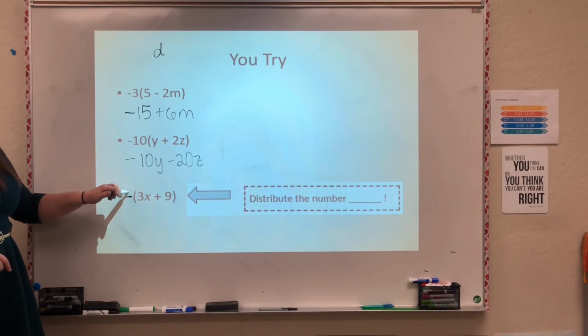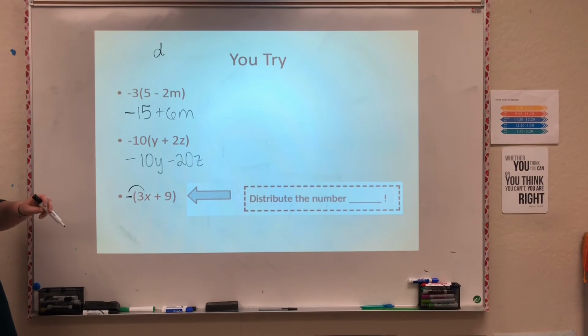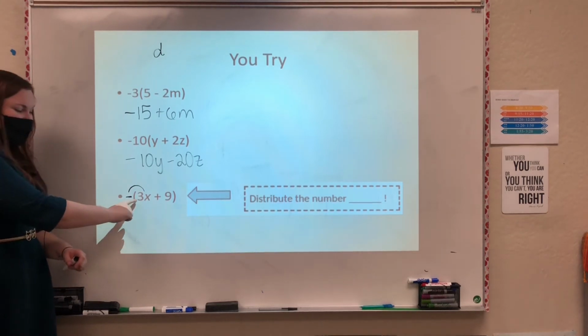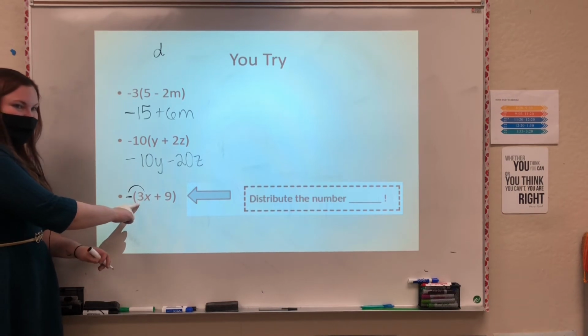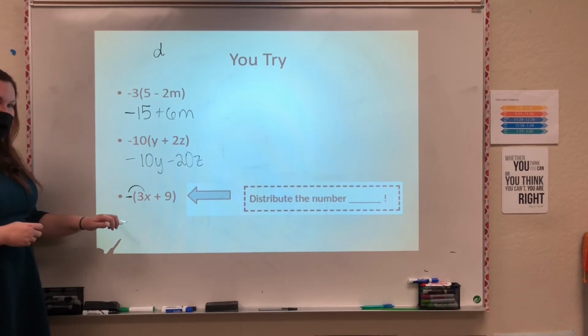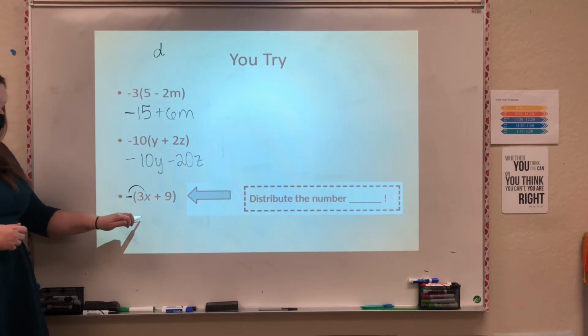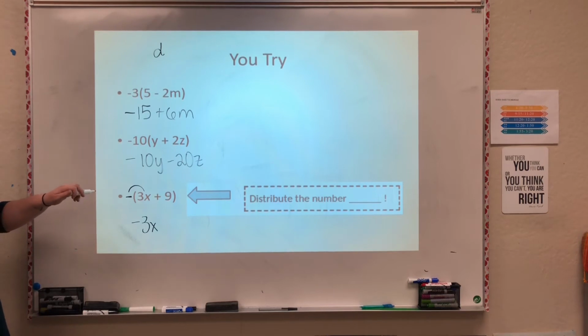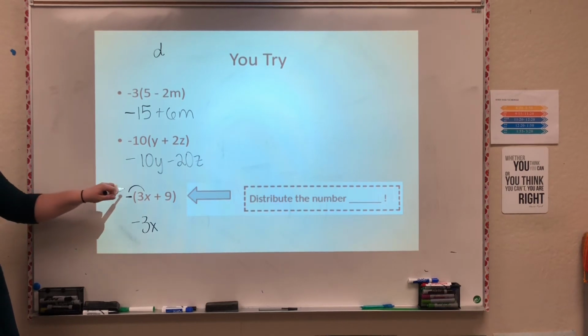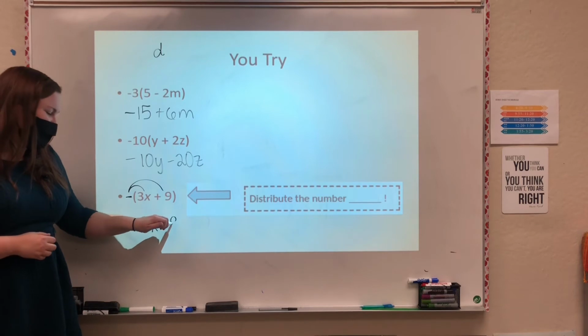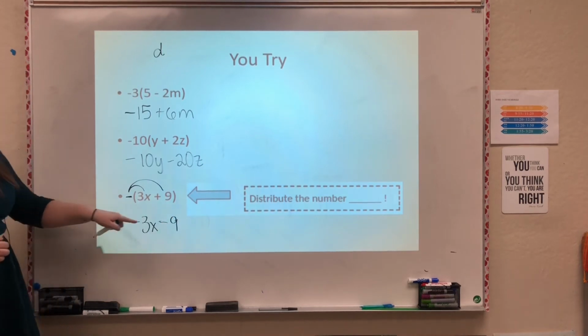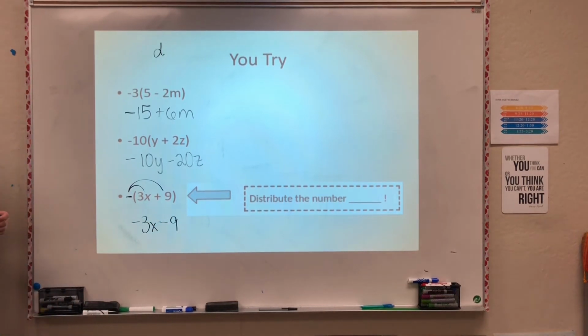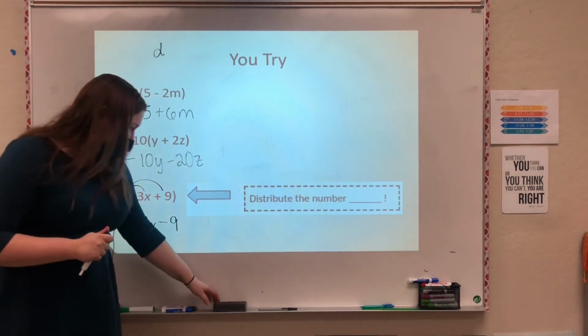Yeah. What is that going to give us? A negative times a positive is a negative. Mm-hmm. So we get negative 3x. Mm-hmm. And then negative 9. Yep. There's no number, but there's still a sign. You can distribute that negative sign. That is one way you can think of it.